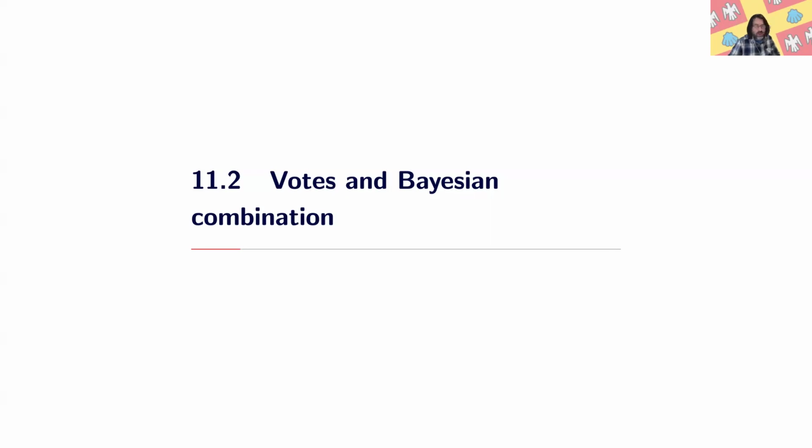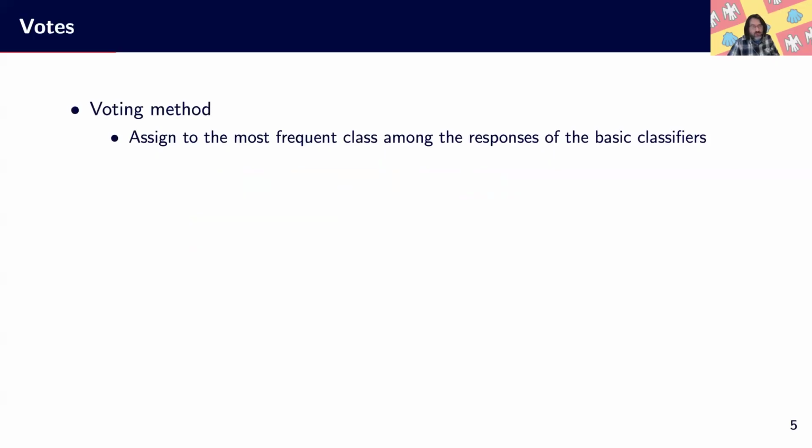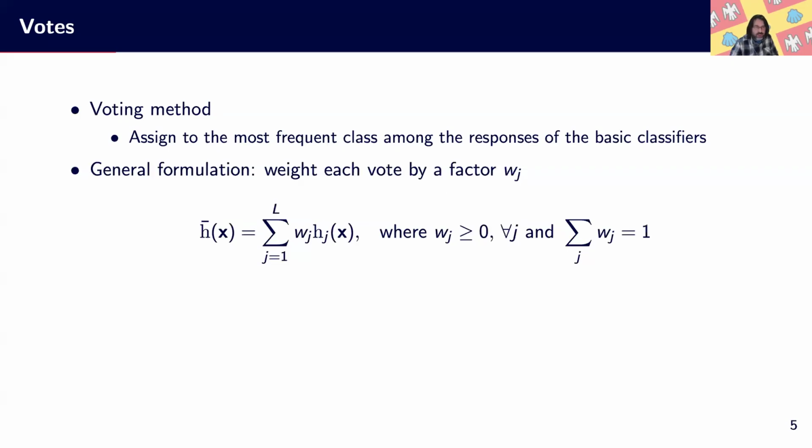So let's now talk about votes and Bayesian combination. The idea of votes is basically that we assign a sample to the class that received the most votes in terms of the class of individual samples, the decision made by individual models. So the basic approach is to assign to the most frequent class in the response of the basic classifiers.